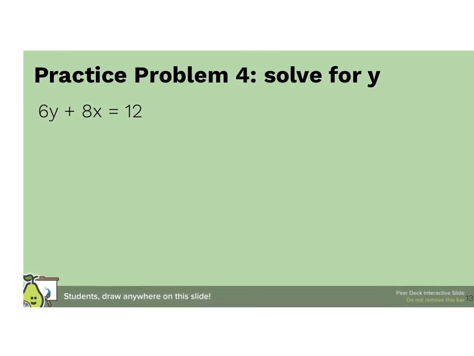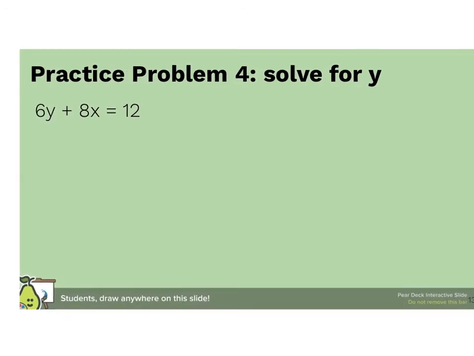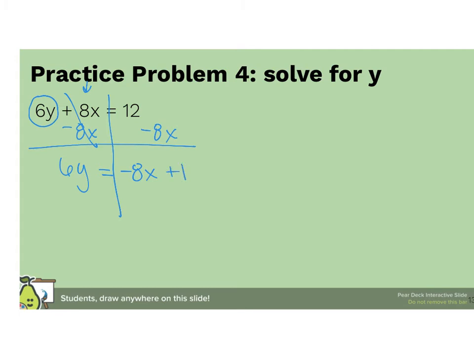I want the y by itself, so I want to have just this. So this 8x needs to go. It's positive. Do the opposite. Both sides. X is now gone. Bring down the 6y. Bring down the negative 8x. Bring down the positive 12.